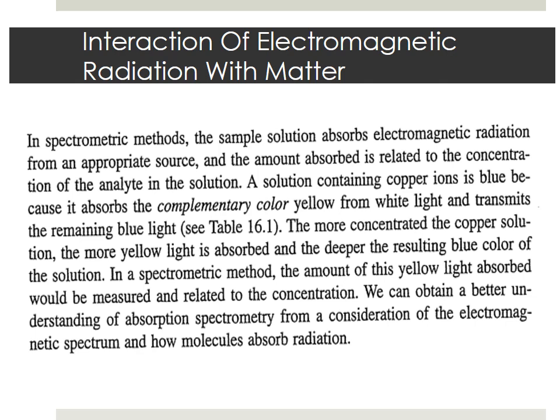So the more concentrated the copper solution, the more yellow light is absorbed, and the deeper the resulting blue color of the solution. So in spectroscopic method, the amount of this yellow light absorbed would be measured and related to the concentration. In this way we can obtain a better understanding of absorption spectroscopy or absorption spectrometry.